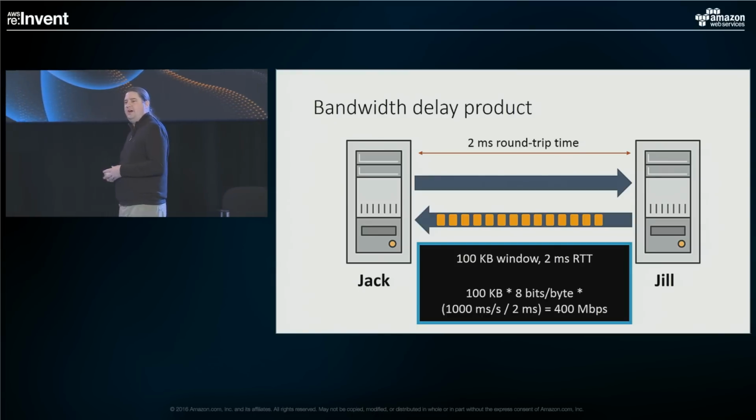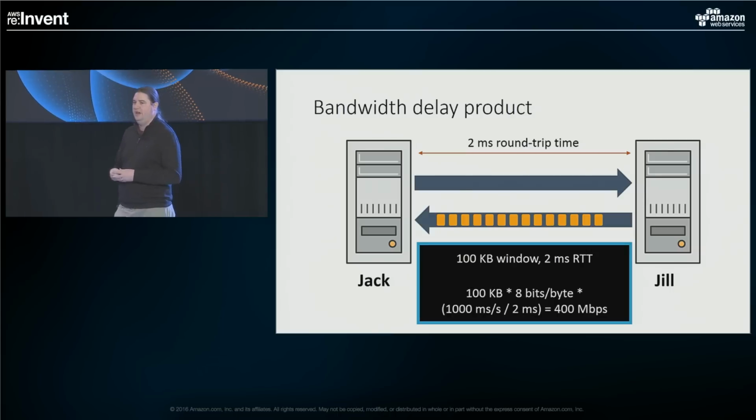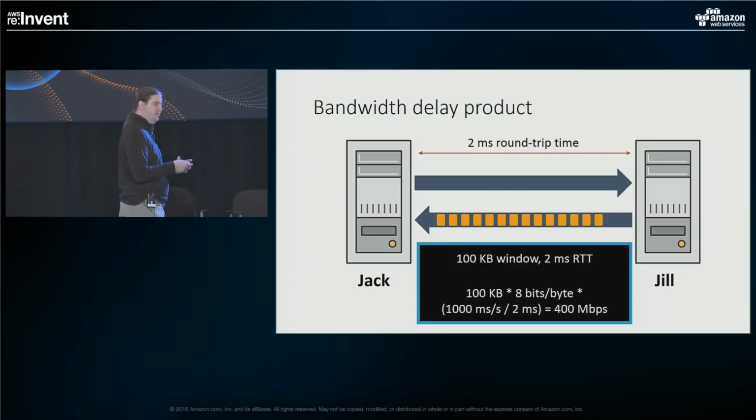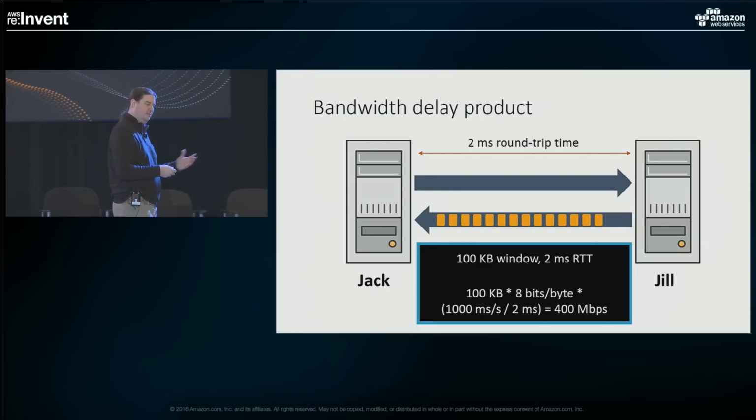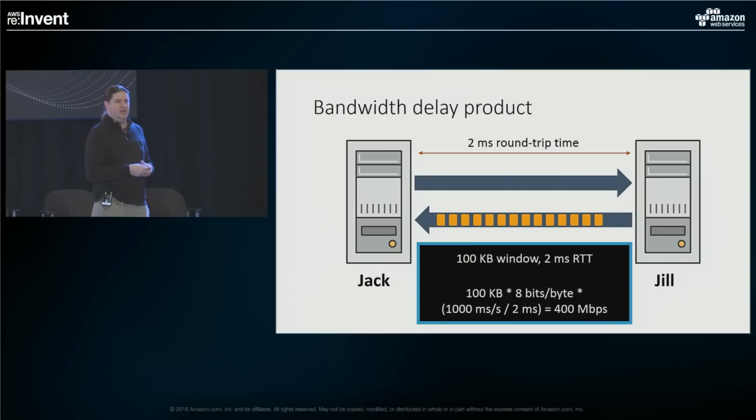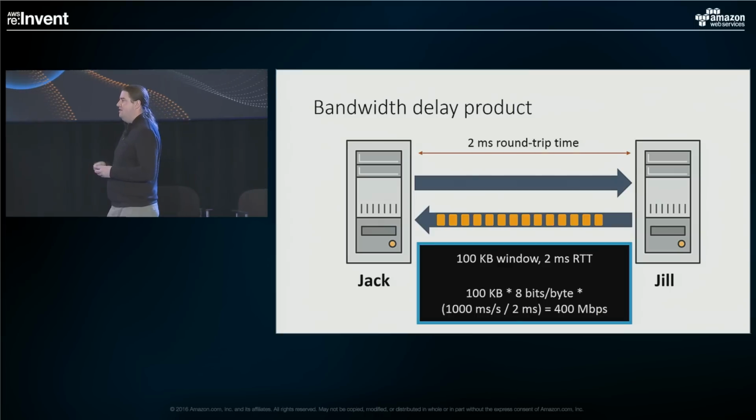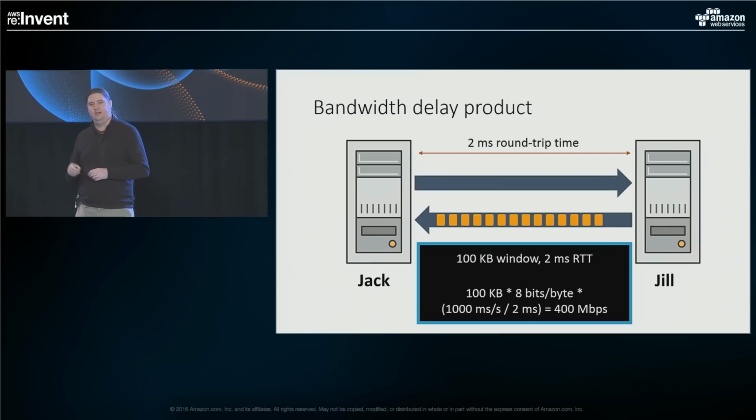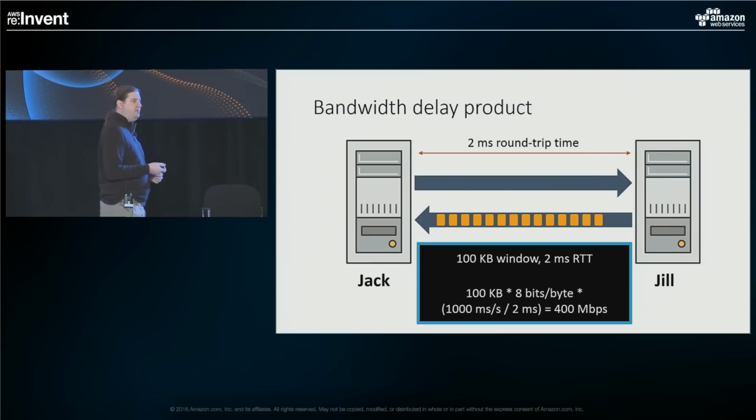Now what I've done on this slide is I've taken that equation and solved for a different field. If I know my receive window, the number of bytes I'm going to have in flight at a given time, let's say 100 kilobytes, and I know my round trip time, and I can't really change the speed of light very often, let's say I have a round trip time of 2 milliseconds, then the maximum effective bandwidth I can get on this TCP connection is only 400 megabits. 400 megabits is actually pretty good, right? A lot of applications will do very well with 400 megabits, right?